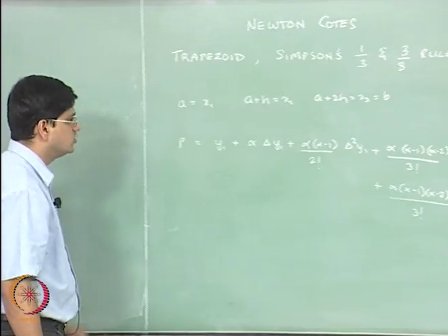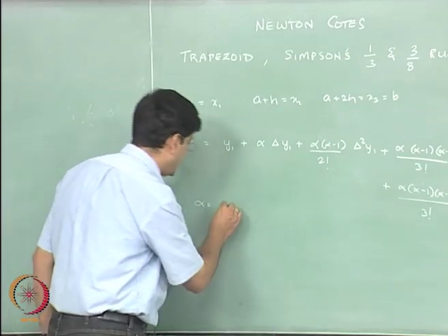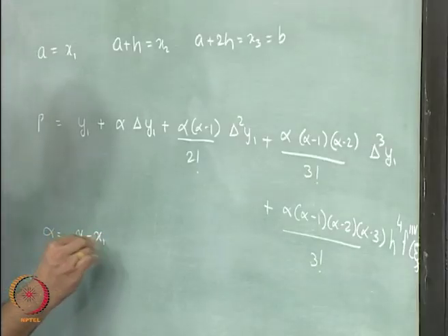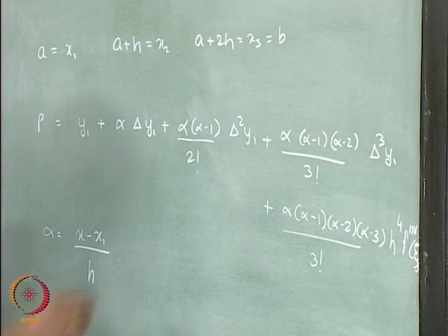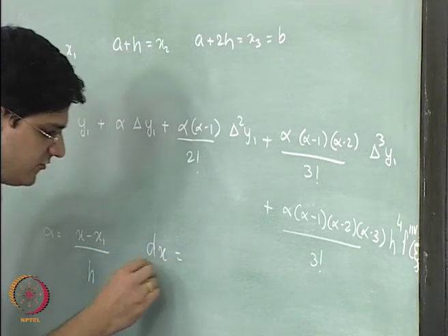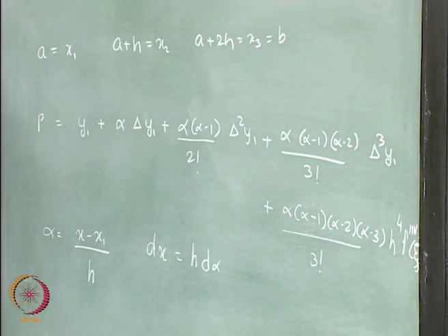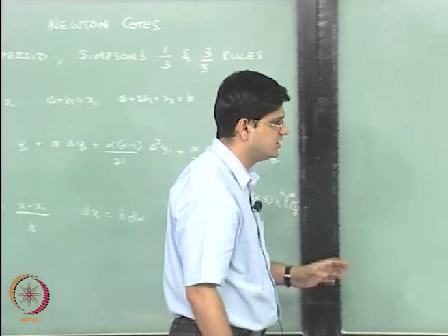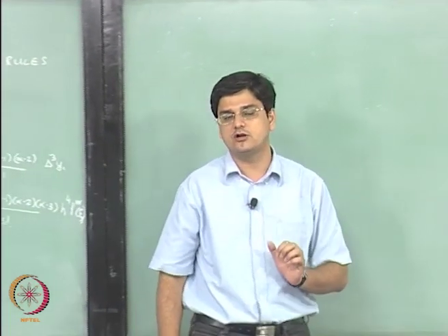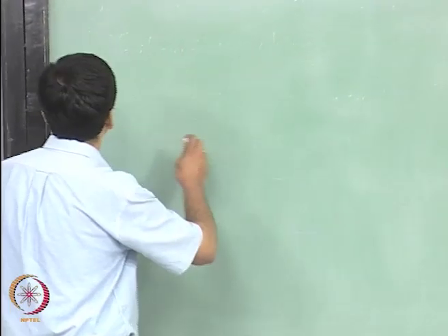Okay. So that is what we get, where alpha, if you recall, is defined as x minus x1 divided by h. Okay. So that is the definition of alpha, and therefore when we differentiate this equation we will get dx is equal to h d alpha. Again this is something that we have done in the previous lecture. It is not something that is new in this particular lecture. What we are actually going to do is see what happens when we apply the same methodology to the Simpson's 1/3 rule. Okay.